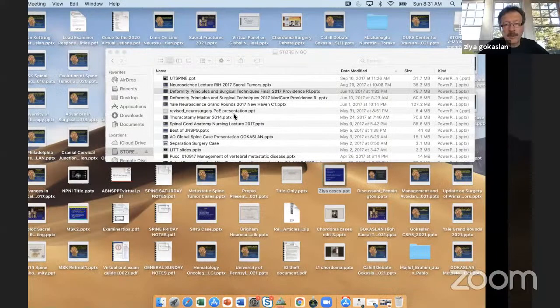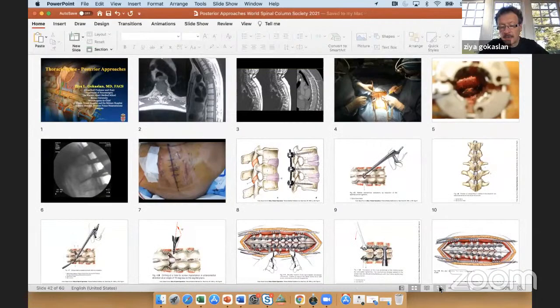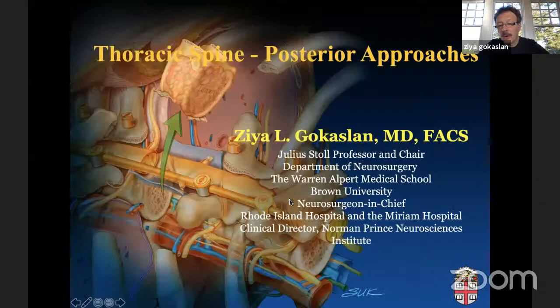And then Dr. Kakkar gave a very nice talk to set the stage here, to talk about some of the posterior applications. I know Dr. Assakar is going to talk about the anterior approaches to the thoracic spine. I hope you're able to see my screen here. Is that correct? It's all good. All right, thanks.